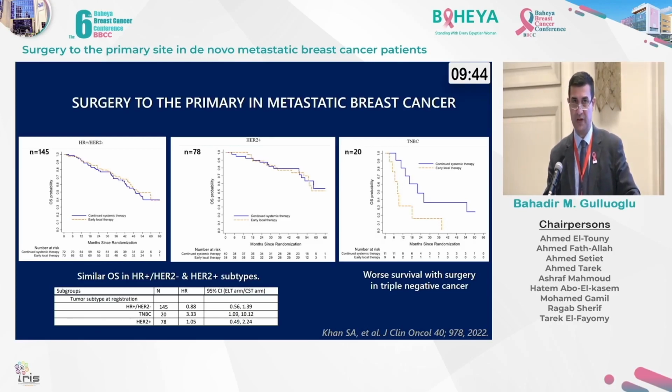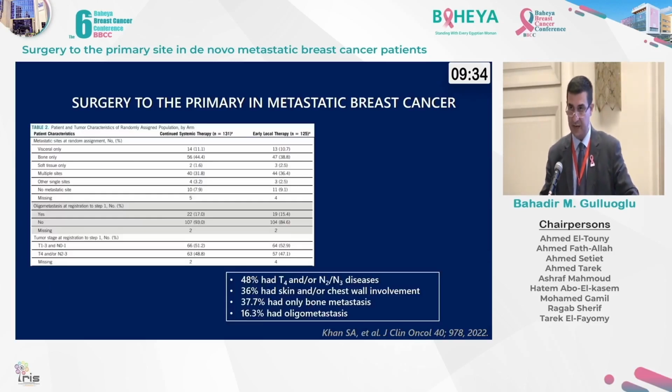Maybe the surgery may have a detrimental effect in some subgroups. So we have to keep this in our mind. But the number of patients here is 20, very, very low. So again, in this study, half of the patients are either T4 or N2 and 3 disease, which is the advanced disease, and 36% of the patients have a skin or chest wall involvement. So they included many patients who have an advanced disease.